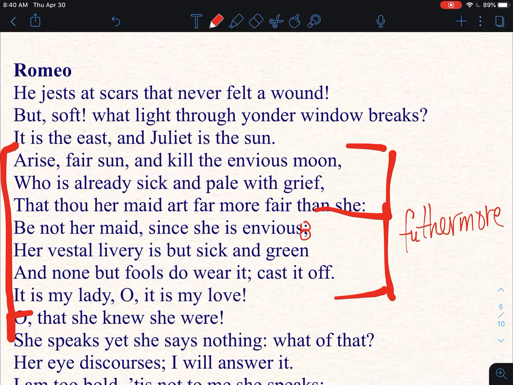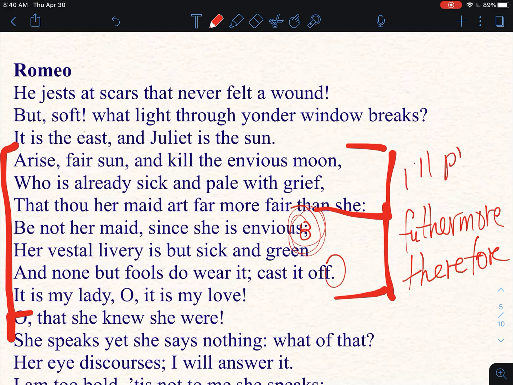She is envious. You could even say, I'll prove it. Be not her maid since she is envious. I'll prove it. Her vestal livery is but sick and green, and none but fools do wear it. Cast it off. And then the whole thing, and that's why there's only one period here, is that the whole thing drives towards that period. So you can replace a semicolon with furthermore or therefore. Like I said, in some cases you can replace it with I'll prove it, because it's justifying the previous idea.